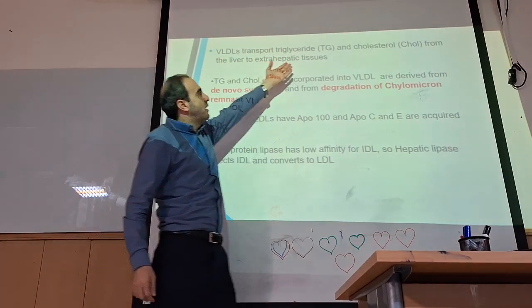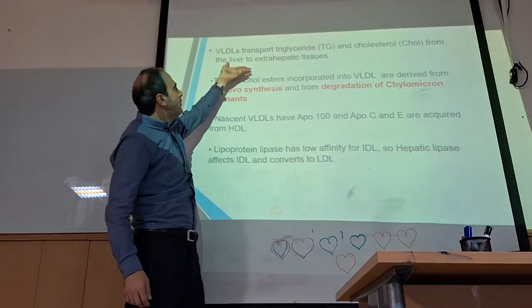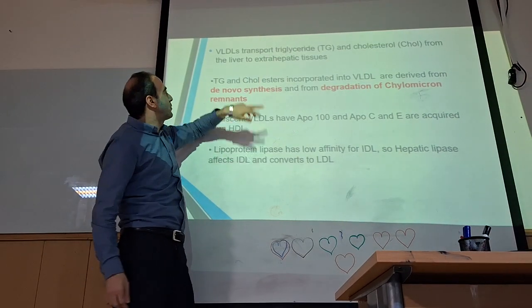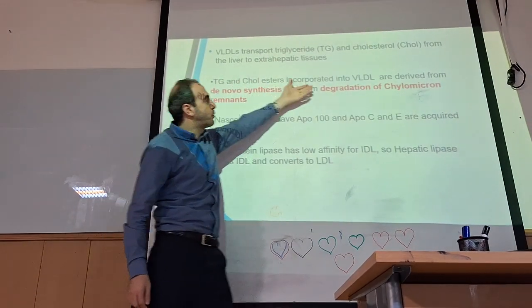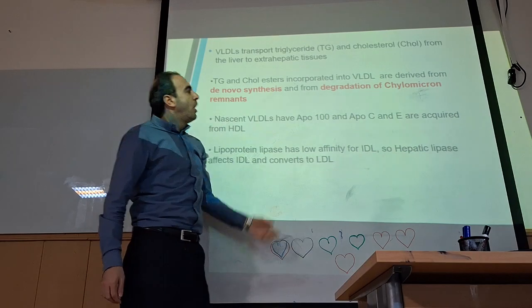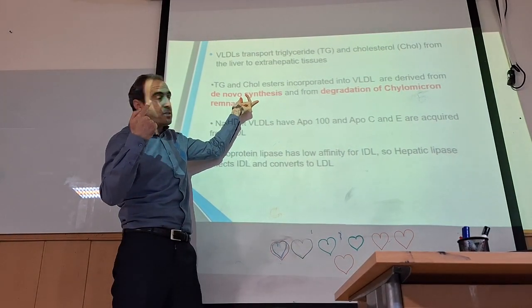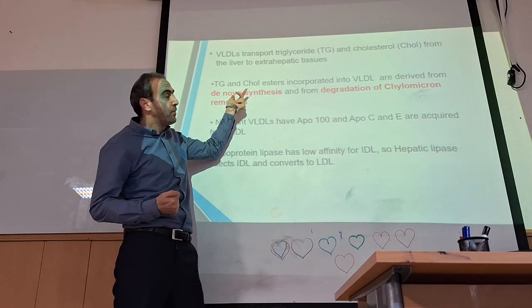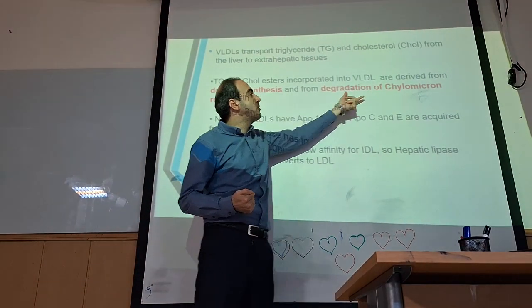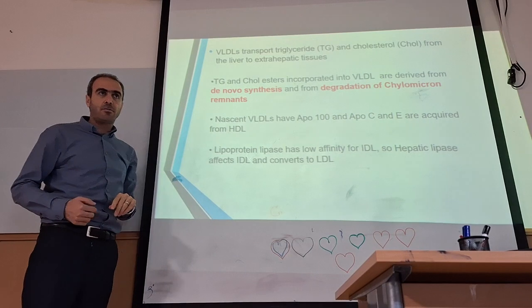VLDL transports triglyceride and cholesterol from the liver to extrahepatic tissue; that is its function. Triglyceride and cholesterol incorporated into the VLDL are derived from de novo synthesis, the first part, and the second part from degradation of chylomicron remnant.